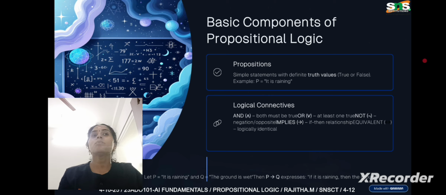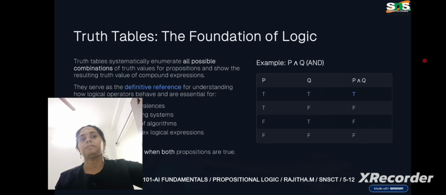So AND means both must be true, OR means at least one is true, and NOT negates a statement. Implies is an if-then condition. Equivalent means both mean the same thing. If P is "it is raining" and Q is "the ground is wet", then P implies Q means if it is raining, then the ground is wet.